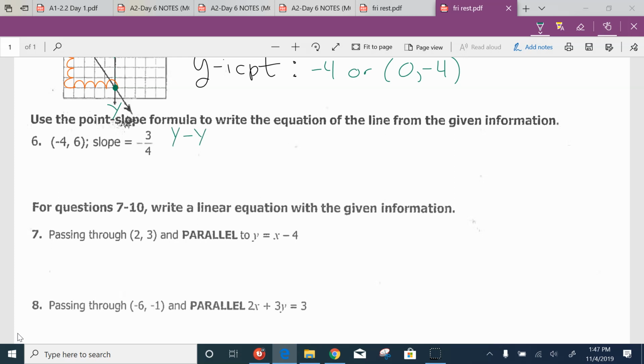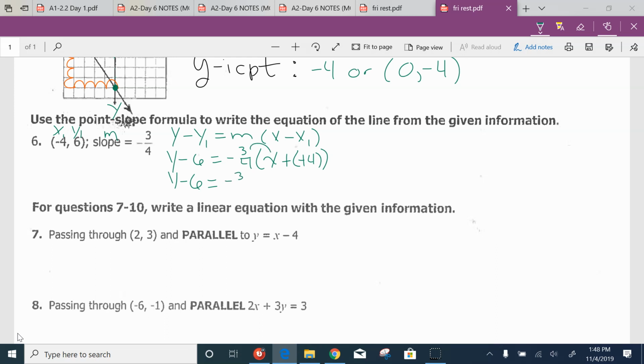Point slope is y minus y1 equals slope times x minus x1. We're given x1 of -4, y1 of 6, and our slope m is -3/4. So first step is the formula. Second step is the substitution. Y minus 6 equals -3/4 times x minus -4. I notice I have a double negative in my parentheses over here, so I'll change that to plus positive. Now I'm going to leave the left side alone and distribute the right side.